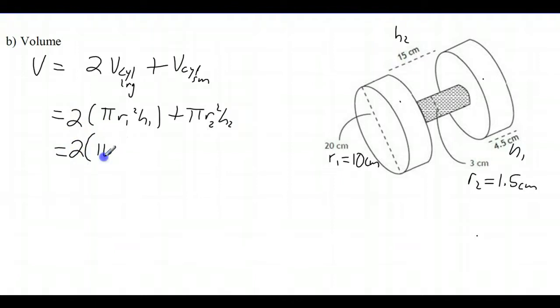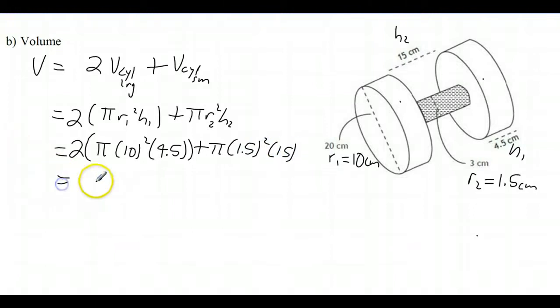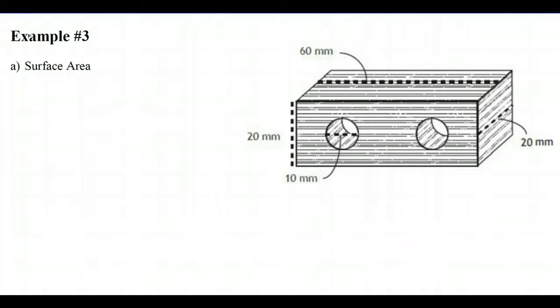Formula, substitution: pi 10 squared 4.5 plus pi 1.5 squared 15. Plug into calculator. Work out 2933.5. Don't forget units. Lose marks if you don't have your units. Centimeters cubed.